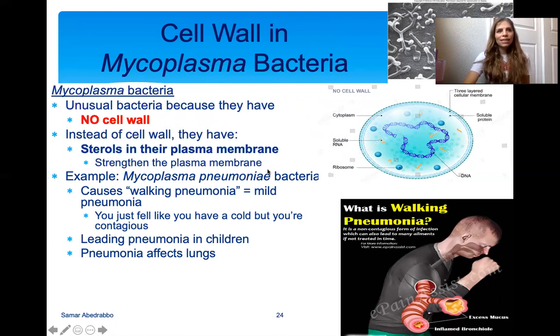This bacteria causes a disease or an infection called walking pneumonia. It's a very mild case of pneumonia or a lung infection where someone just feels like they have a cold, but you're very contagious. So it's the leading cause of pneumonia in children, and it affects someone's lung. So if someone comes to you in a hospital with pneumonia symptoms, they may have Mycoplasma pneumoniae. So if you were to send this sample to lab and they did a gram stain, it would not work because these bacteria do not have a cell wall. Remember, with a gram stain, we either get purple for gram-positive bacteria or red for gram-negative bacteria. It won't work on Mycoplasma bacteria at all.